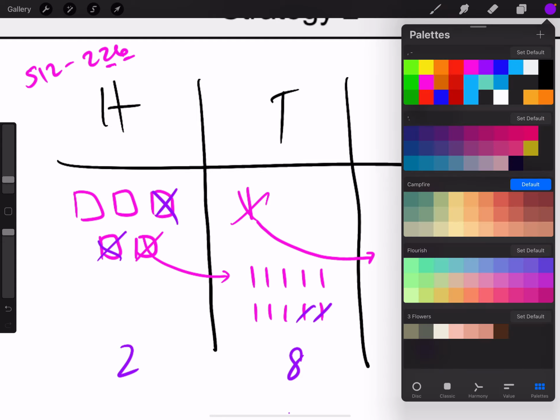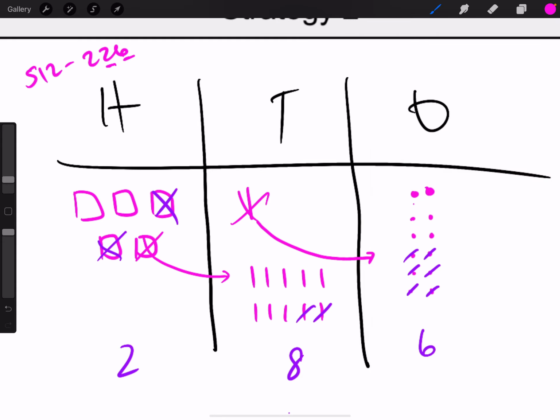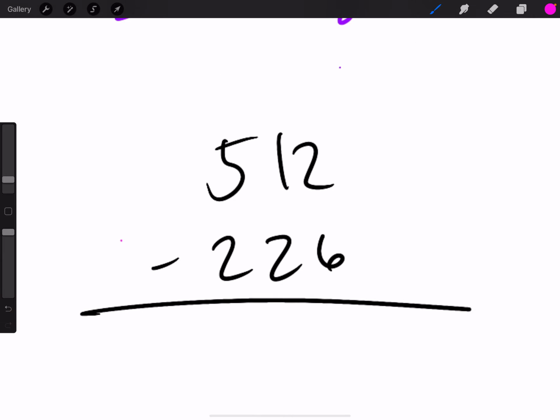Now, that becomes a not very efficient strategy because it takes a long time. And now that we're getting into bigger numbers, into hundreds and then into thousands, this strategy takes a long time, which is why we move on to the algorithm. And this is the exact same because I can't take away 6 from 2, so I need to borrow over here. And I took a 10 and I put it out here.